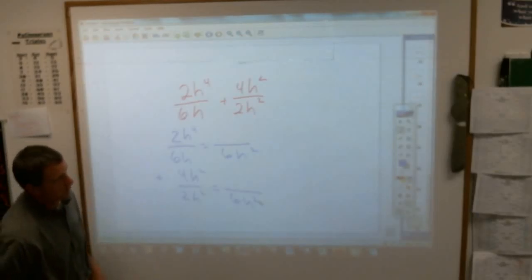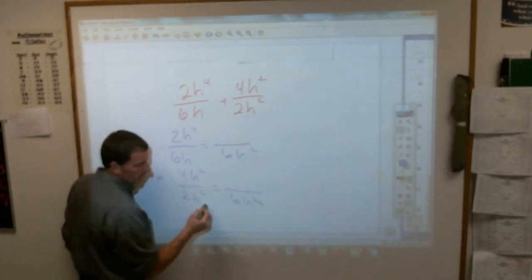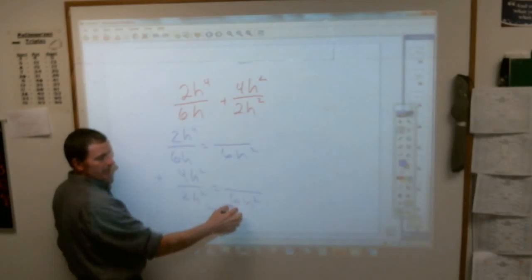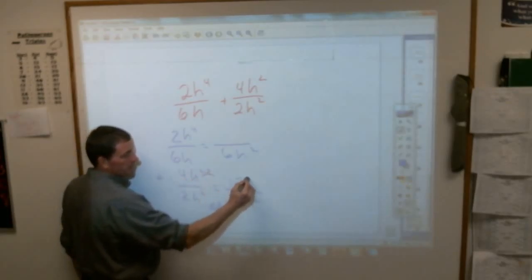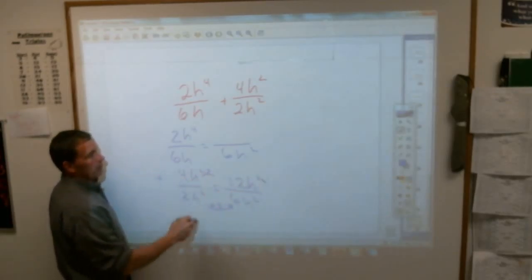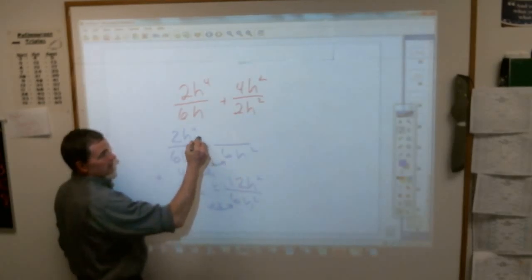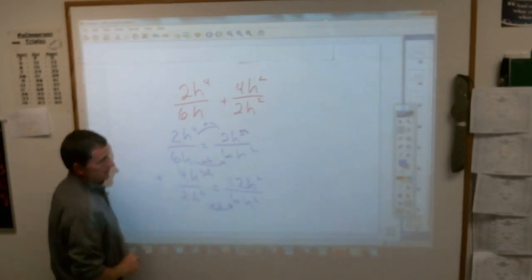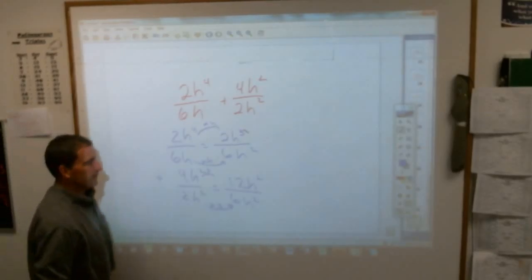So now here's where you go back to what we did when we did other fractions. Now you have to do this. You have to go, okay, to go from 2h squared to 6h squared, I have to multiply by a 3, so I have to multiply the top by a 3 as well. 4h squared times 3 is 12h squared. What do I have to multiply 6h by to get 6h squared? H. So I have to multiply the top by an h, and you get 2h to the 5th. Are you with me? Now they have common denominators.